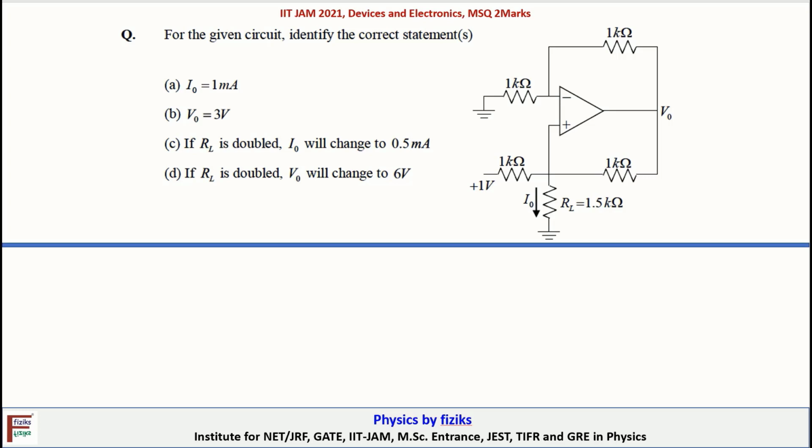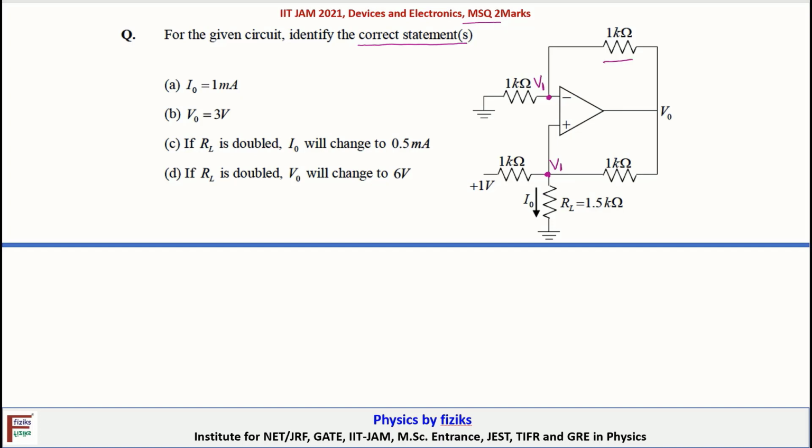In this question, it is given that for the given circuit, identify the correct statements. It's a multiple select question. So 4 options are given and we have to verify each option. If you see the circuit diagram, it's a non-inverting case. Let's assume voltage at this point is V1. And we know that voltage at the inverting terminal is approximately equal to voltage at the non-inverting terminal, so this will also be equal to V1.